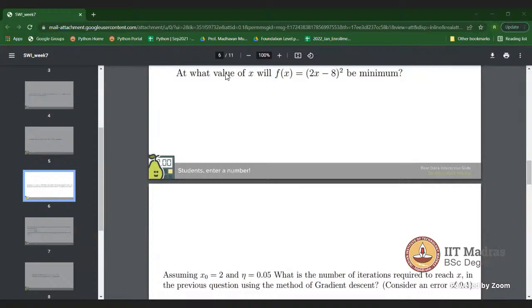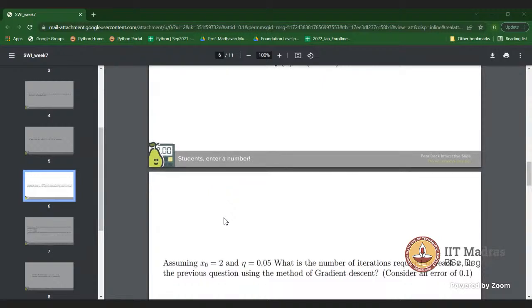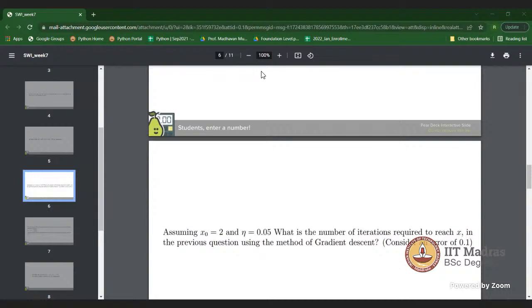Let me know when you're done with this problem. If you're done, please raise your hand so that I will complete. So then shall we look at the solution? Shall we look at this solution? Yes, sir. Okay.